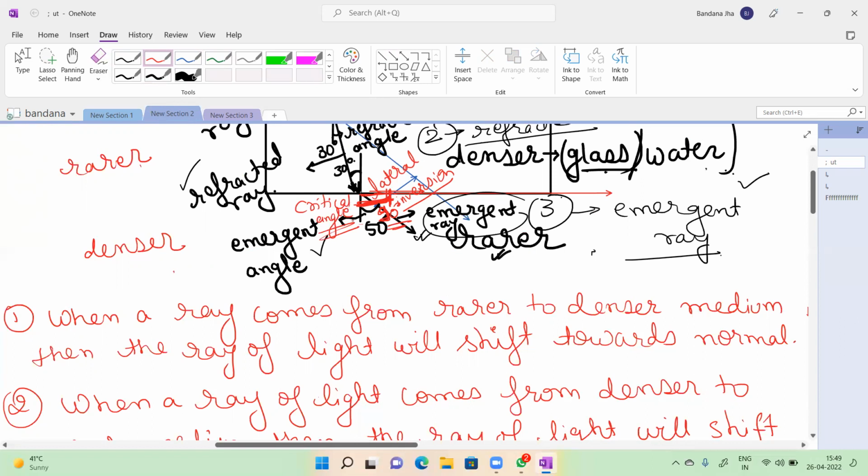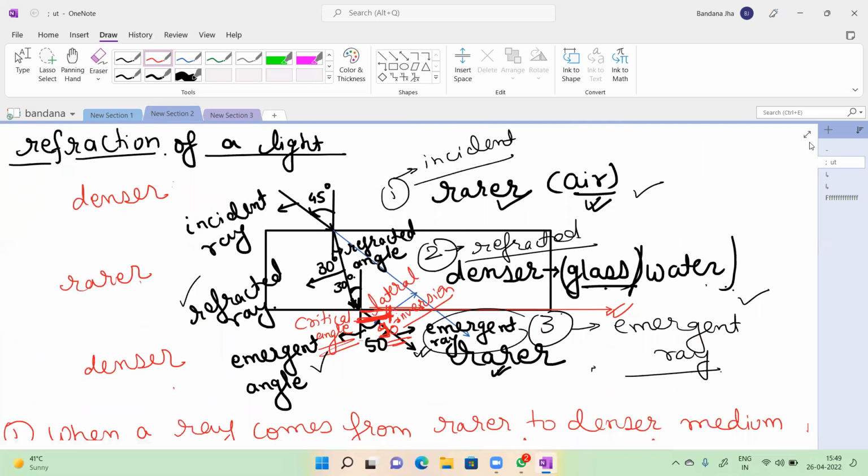Yes, ma'am. If my emergent ray is 90 degrees with my normal, then it is known as what? Critical angle. Okay. Clear? Now, reflection of light is in the same medium. Light comes, hits the surface, bounces and is reflected back with the same angle as the incident ray. But refraction of light is of what? Two different mediums. Is that clear?